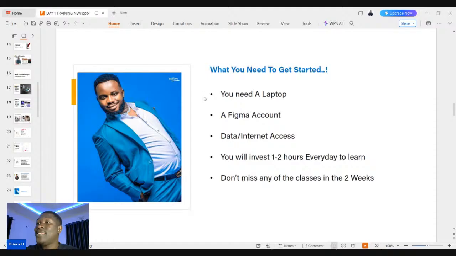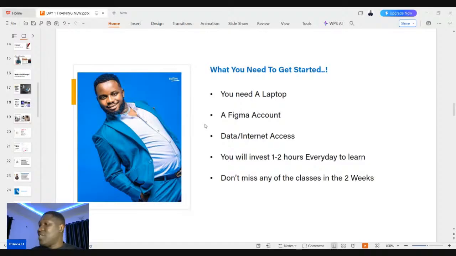When Mesoma learned her UI design, she didn't have a laptop. Here's what she did. She comes to class just like you're in class now. She learns just like you'll be learning in these 2 weeks, right? Then she goes to a business center to buy time. Mesoma really wowed me. She will buy time and practice what she has learned in the live class.